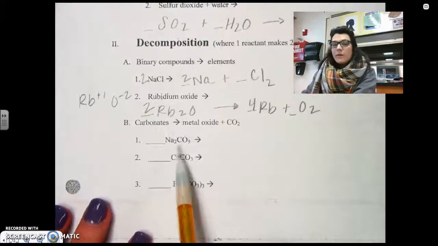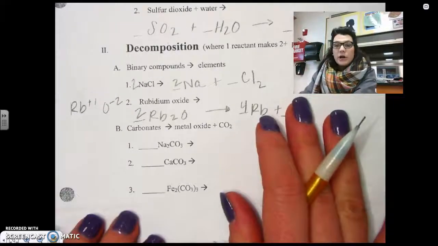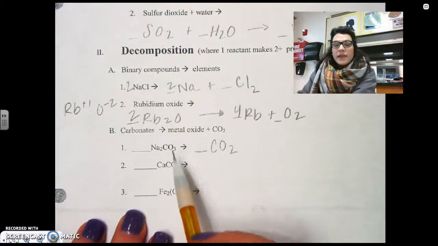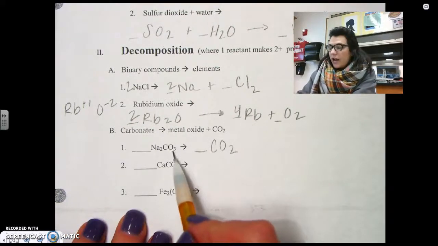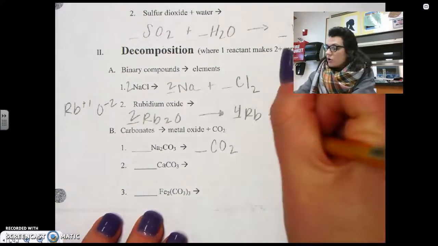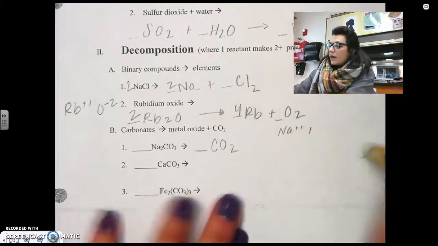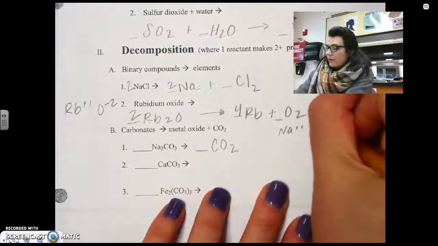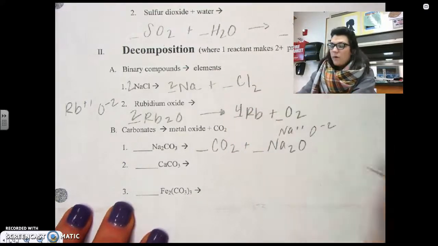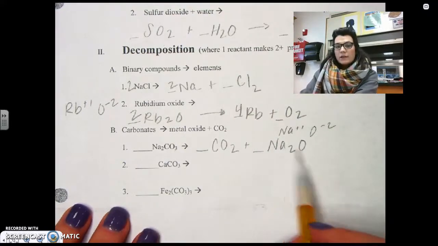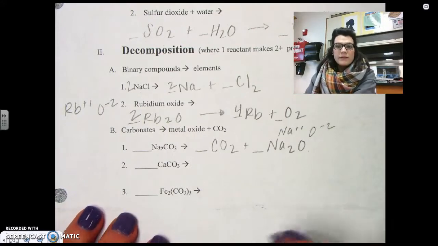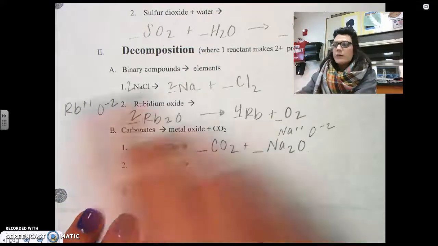So I have sodium carbonate. I know right off the bat one of my products is going to be CO2, so I always write that one first. Then, since I took away 2 oxygens, I have one that's going to be attached to sodium. However, I need to remember charges. Sodium is plus 1 and oxygen is minus 2, so the charges don't cancel, and my metal oxide is going to be Na2O. So my metal oxide and my carbon dioxide. The last thing you do is balance, but most of the time these balance out unless you have more than one carbonate.